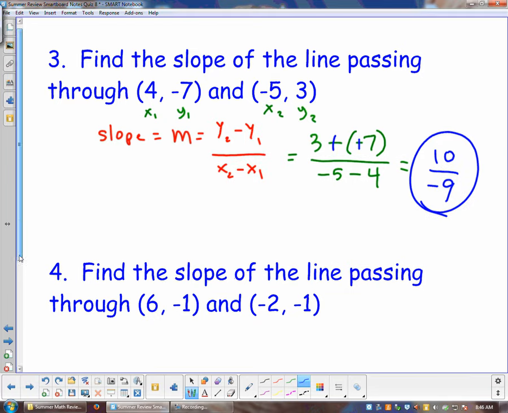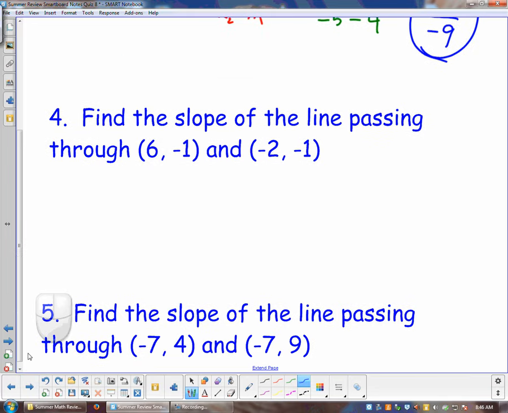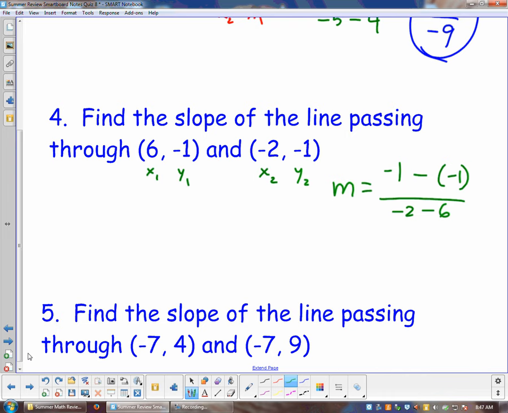Let's take a look at this example 4. Find the slope of the line that passes through 6, -1 and -2, -1. Again, if I call this x1, y1, and this x2, y2, my slope is going to be difference in my y's, so -1 minus a -1 over -2 minus 6. Well, -1 minus a -1, that's plus a positive, and -1 plus +1 is 0 over -8. 0 divided by -8 is equal to 0. So that's our answer for this one.